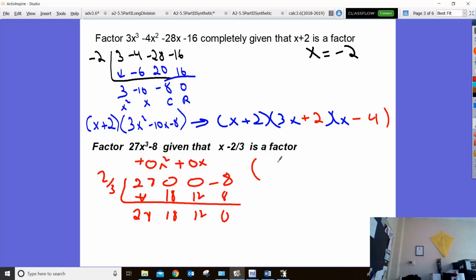Now you pull it out, x minus 2/3. When you pulled it out, what was left? 27x squared. It's 18x plus 12.